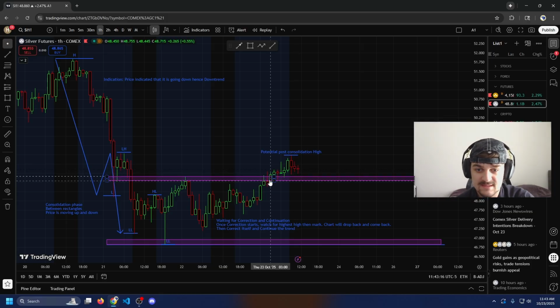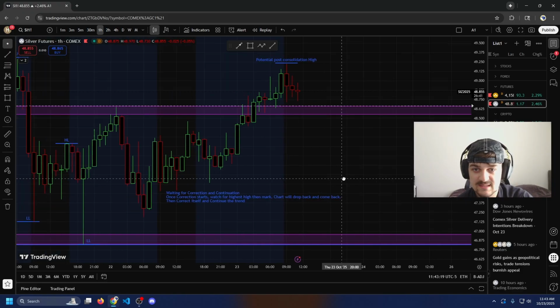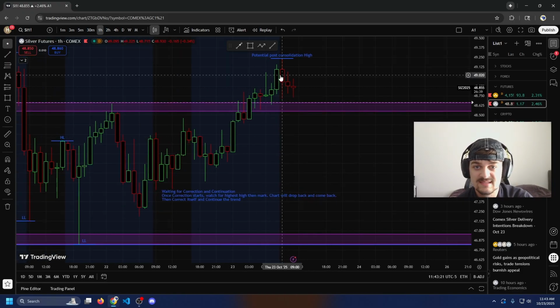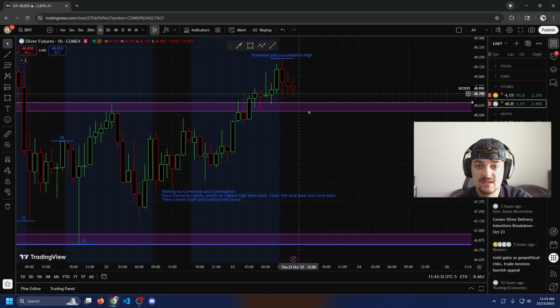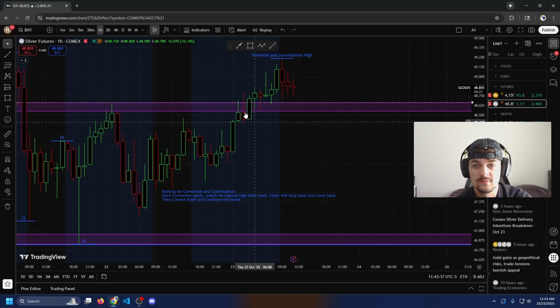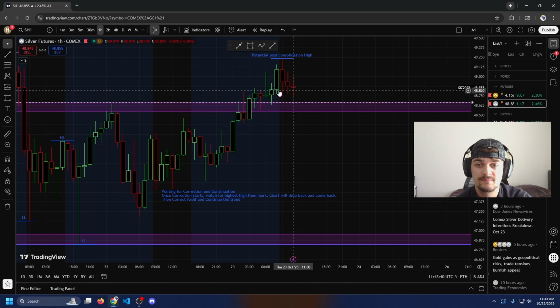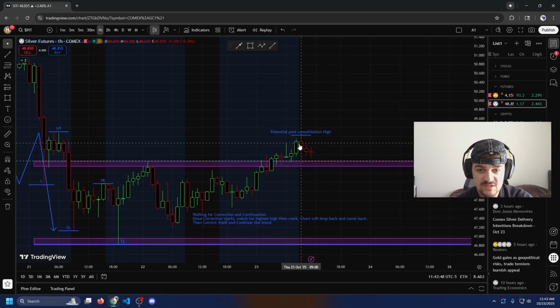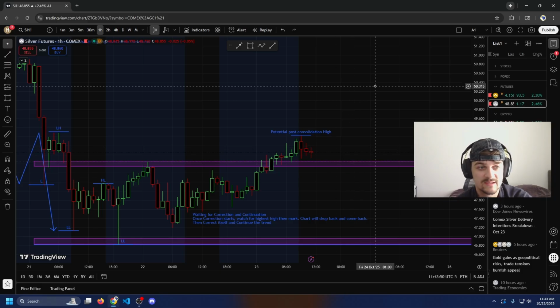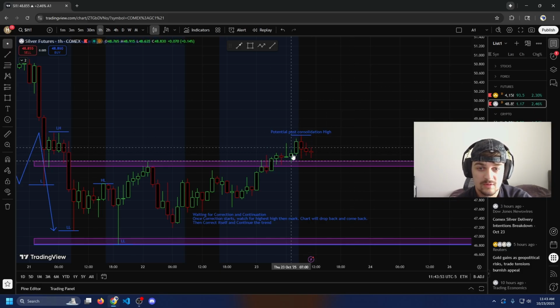He says once it exits the consolidation phase, I marked it as post consolidation high, and then it's going to come back down, and that's its correction. So I believe that entire phase right here, past when it goes back out and then comes back in, is the correction phase. And then continuation would just be continuing the trend that it started here.